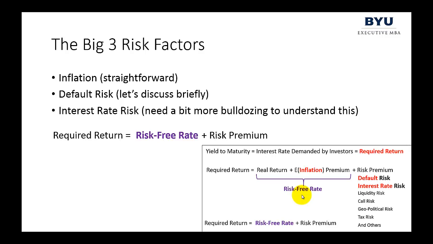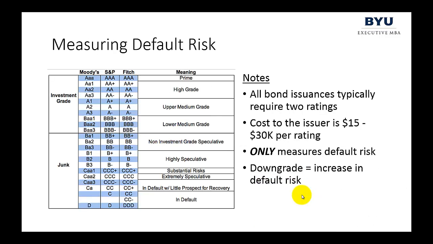So I think the impact of inflation on yield to maturity is pretty straightforward. Similarly, I think that default risk and its impact on yield to maturity is pretty straightforward, but I'd like to talk about it briefly. And then, like I mentioned, with interest rate risk, we've got a little bit more work to do before we can really dive in on that. So let's keep that on the table for now, but let's talk about default risk.